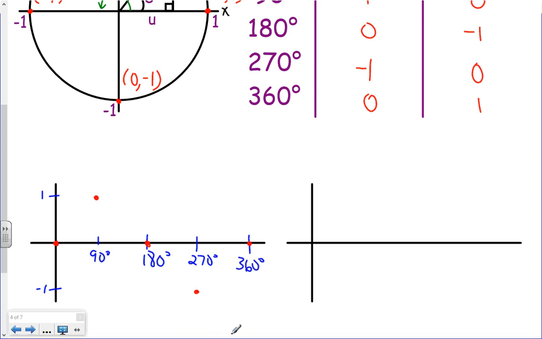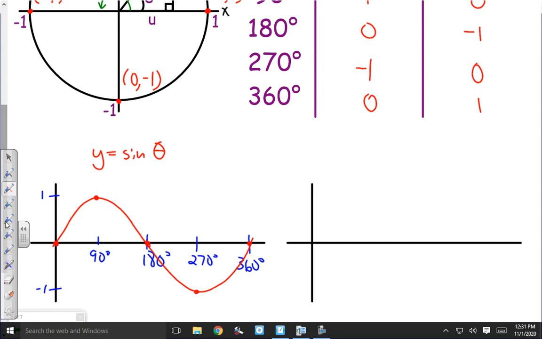So now let's see if we can sketch a nice smooth curve that goes through those points and see what we end up with. So I'd end up with something that kind of does that right there. That is our sine function. This is y is equal to the sine of theta. And you can see that once I hit 360, I'm going to repeat this. This has a period of 360 degrees is what that tells me.